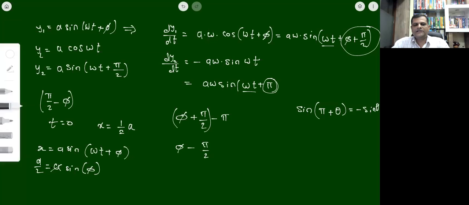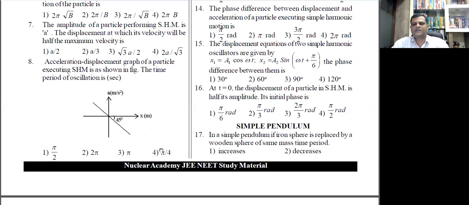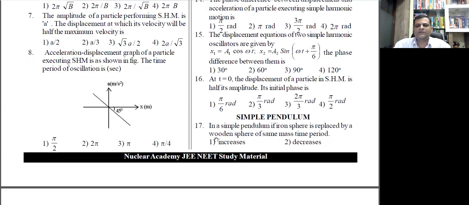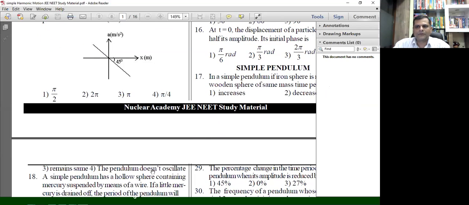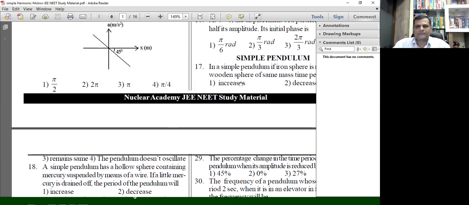sin φ, a कैंसिल हो जाएगा और हमको मिलेगा sin φ is equal to half, करेक्ट, एंड sin φ equal to half gives φ is equal to π by 6, दैट इज 30 डिग्री, मतलब ये π by 6 रेडियन। Here this is going to be actually the correct answer. The first option will be the correct here. Yes.